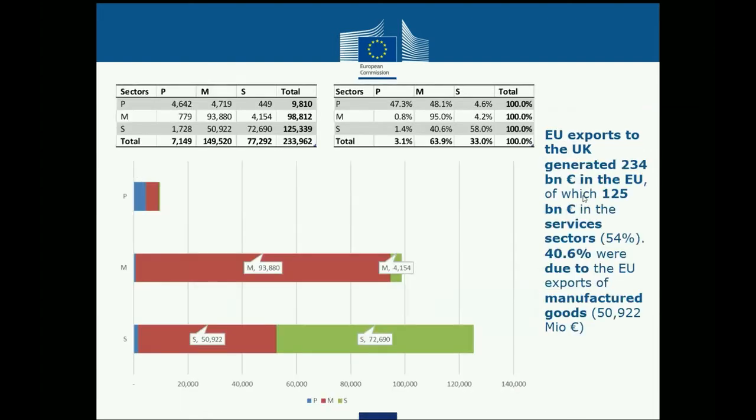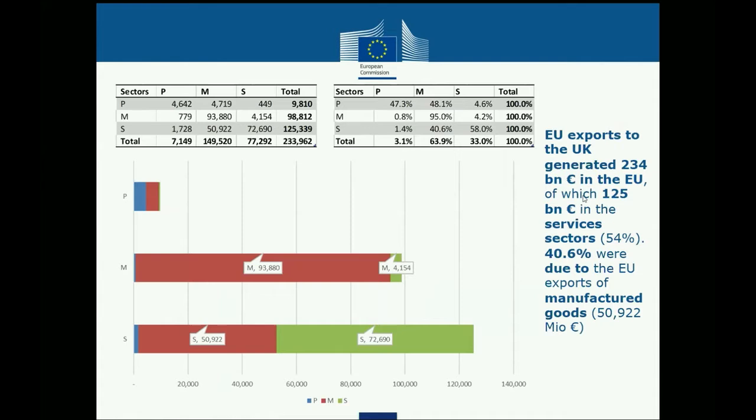Next, we can see that the EU exports of manufactured goods to the UK contributed to 41% of the total value added generated in the EU services sectors as a result of the total EU exports to the UK. In other words, a bit more than 2/5 of the total services value added generated in the EU were due to EU export of manufactured goods, always referred to the UK trade.